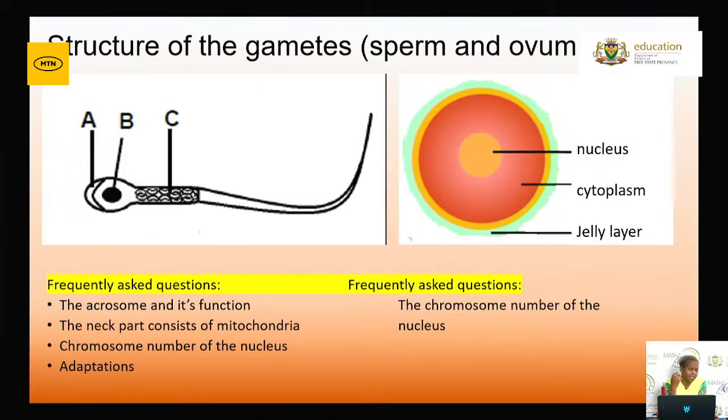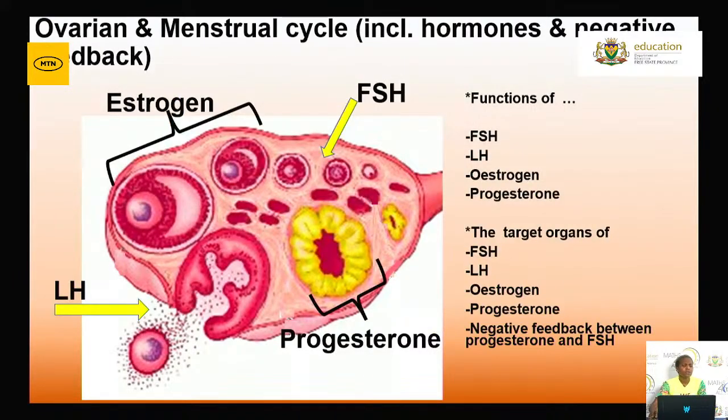And then again, another thing which is very important, the chromosome number in the nucleus of the sperm. You know that it is supposed to be haploid, which is 23. And the adaptations. You remember that I have talked about the adaptations of the sperm cell. And then the chromosome number again of the nucleus of the ovum. Very important. Now we move to the ovarian and the menstrual cycle.